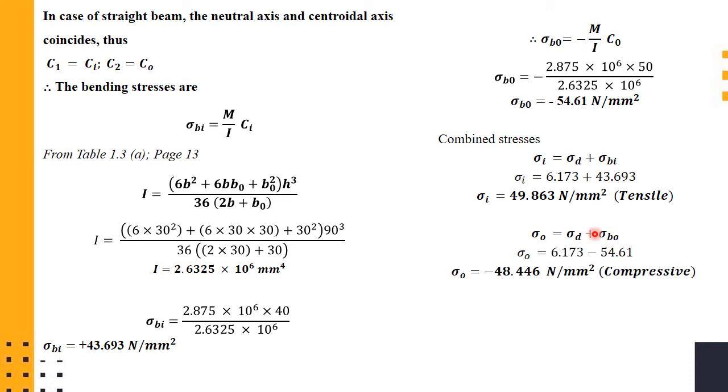and similarly the combined stress at the outer fiber, you can see this is the negative value which we have got. So the combined stress at the outer fiber will be minus 48. This is the value sigma B naught, and the sigma Bi value we got for the case of a straight beam, and then we calculate the combined stresses for the case of a straight beam.